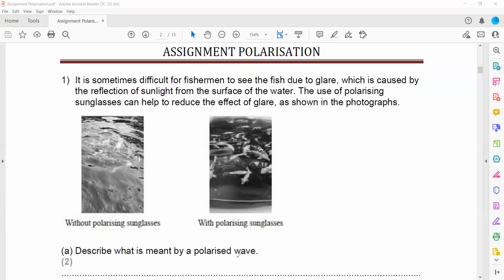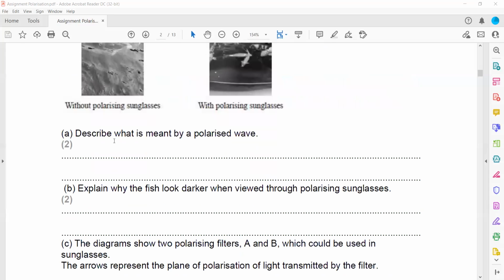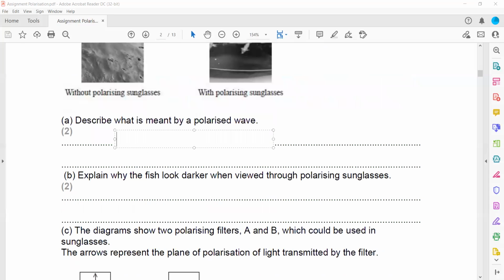Describe what is meant by the polarization of a wave. So you have to write the definition. How do we define the term polarization? A polarized wave is a wave which has oscillation or vibration in one direction. That is one thing, because it's a two-mark definition. So a polarized wave has an oscillation or vibration in one direction, that is one mark. And these vibrations are perpendicular to the direction of the wave.